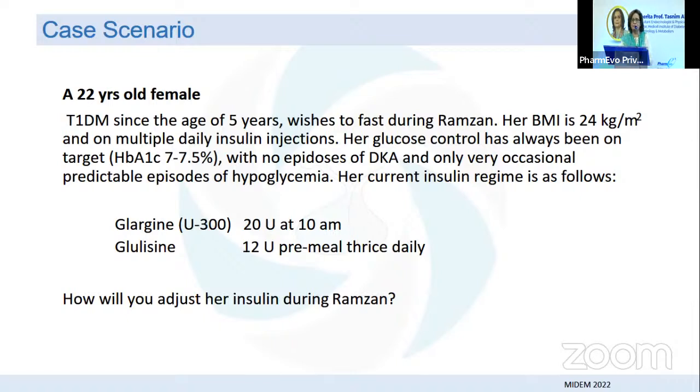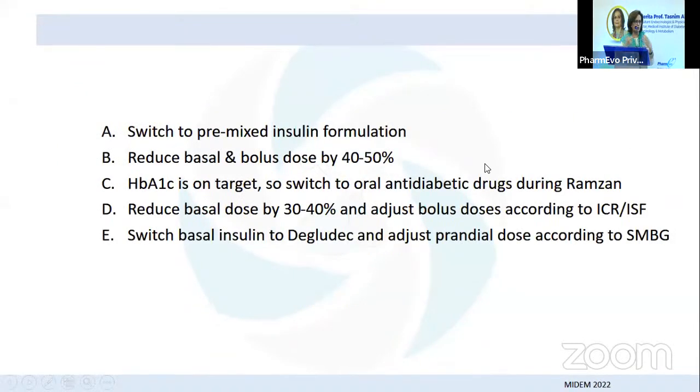So many years of type 1 diabetes. Her BMI is 24, so she's not fat, just a little overweight. And on multiple daily insulin injections, so basal and prandial. Her glucose control has always been on target, between 7 and 7.5%. No episodes of DKA and only very occasionally predictable episodes of hypo. So meal has been delayed and she has a hypo, so she knows what to do.